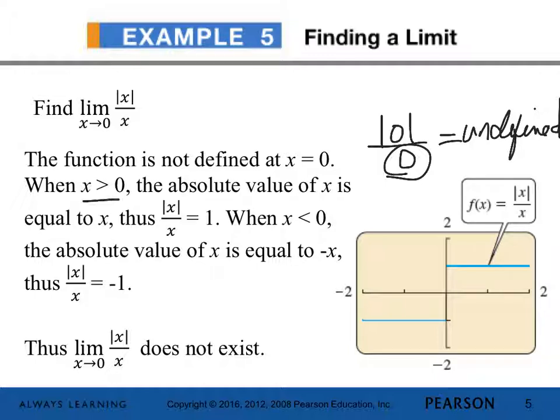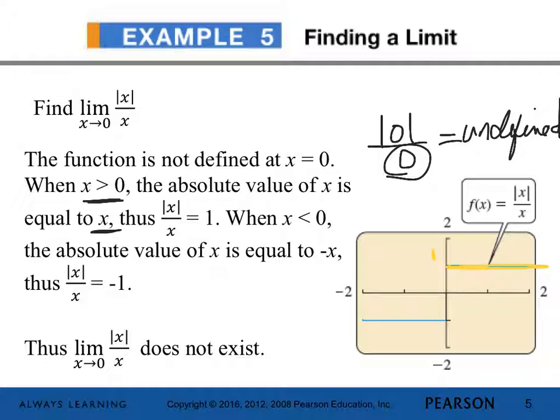However, when x is a positive number, the absolute value of x is equal to just x. And so if x is a positive number, the absolute value of x over x is going to be positive 1. And this is shown on this part of the graph. So this is at the value positive 1.